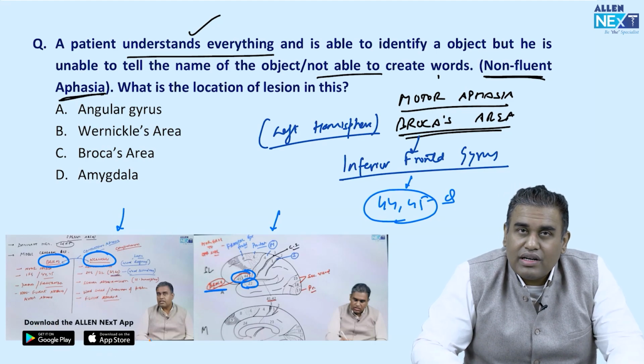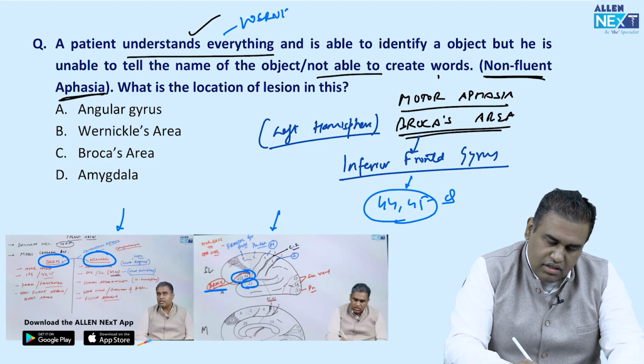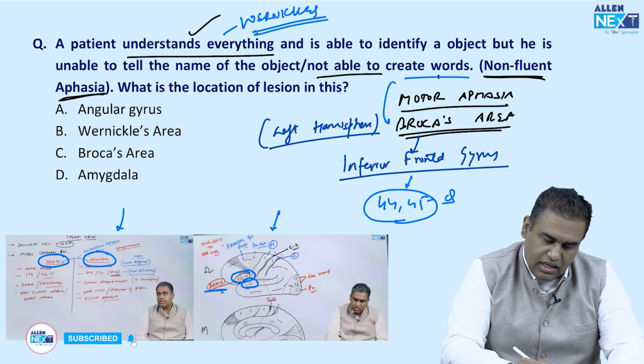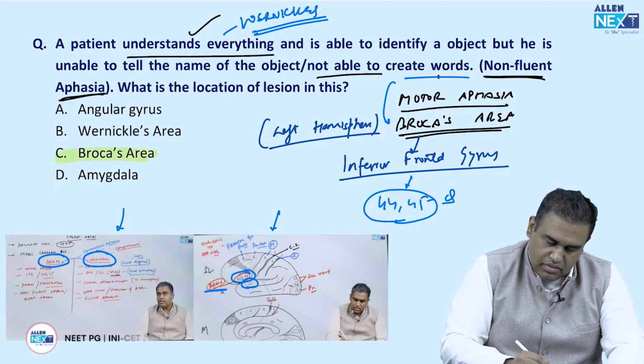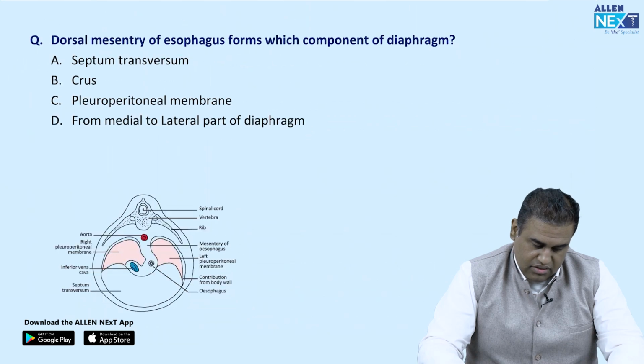Where the patient is unable to understand, that is Wernicke's. So this is the job of Wernicke's area. This is the job of Broca's area. So obviously, the answer over here will be Broca's. Okay, let's see the next one.